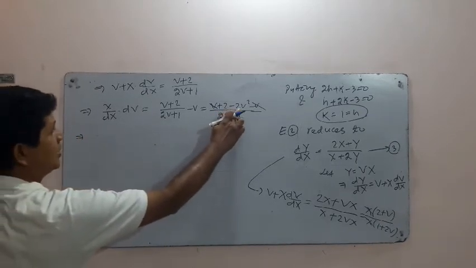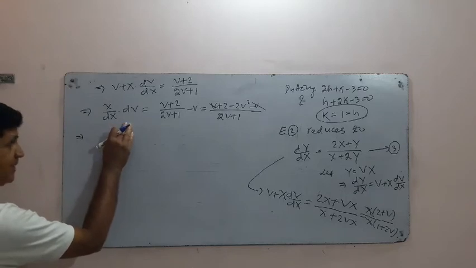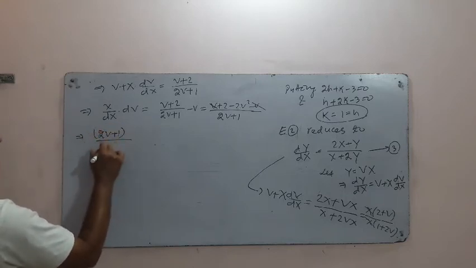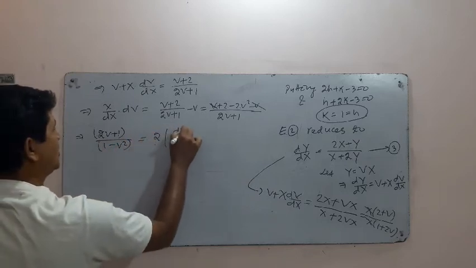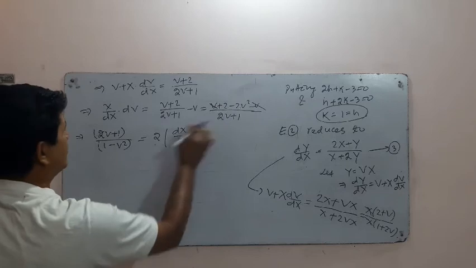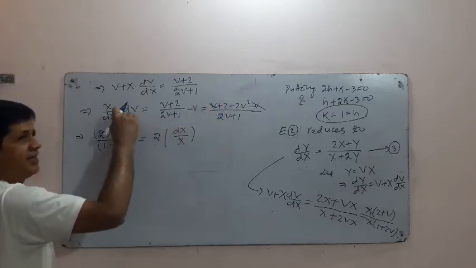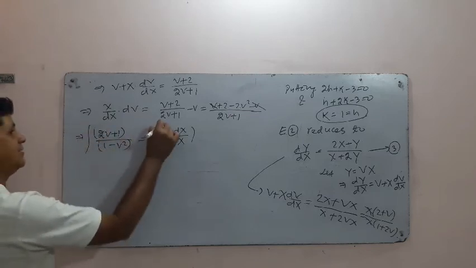Now 2 into (1 minus v square) by (2v plus 1) will be taken to the dv. So it will be (2v plus 1) divided by (1 minus v square) dv equal to 2 into dX by X. 2 common, dX by X will be on the right side and the v will be completely with dv. Now we integrate both sides.